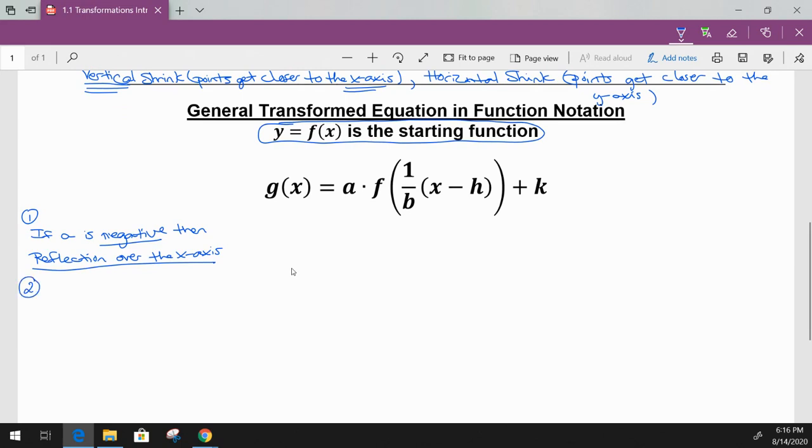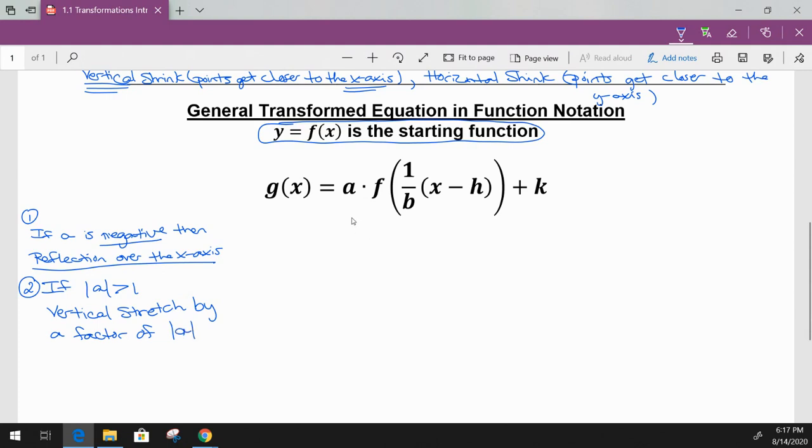If the absolute value of A is greater than 1, think about multiplying a number that's greater than 1. Well, that's going to make something get bigger. So if the absolute value of A is greater than 1, then it is going to make the graph stretch vertically. So we call it a vertical stretch by a factor of whatever the absolute value of A is.